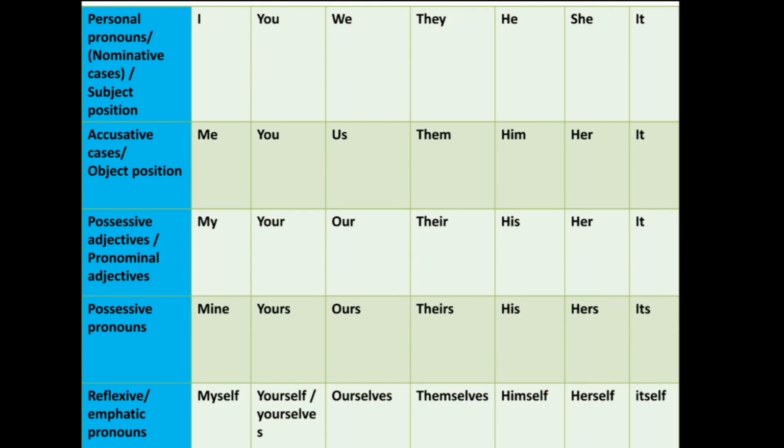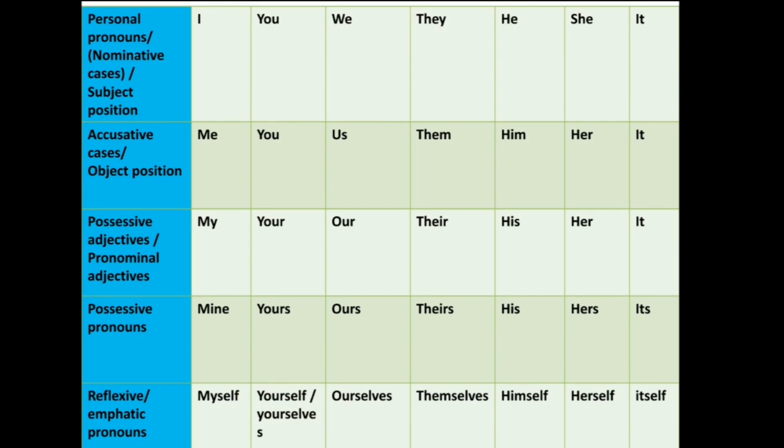And in the first row, you just observe the word nominative cases. So, these words are nominative cases. Nominative cases are used in the subject position. Remember, these words in this first row are used only in the subject position, okay? Not in the object position. Means they have to be used before a verb, not after a verb.